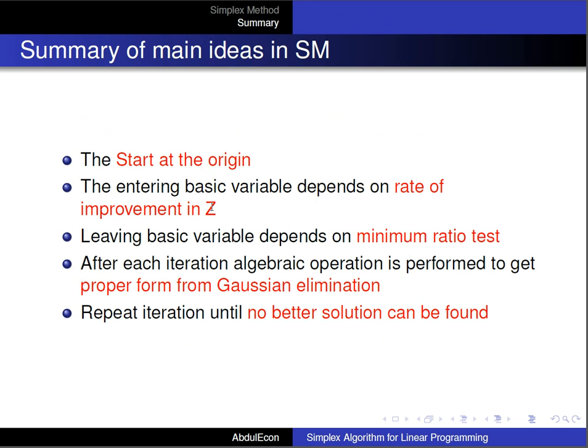So in short, we start at the origin, and then the entering basic variable depends on the rate of improvement in Z. We choose the one with the highest rate of improvement. The leaving basic variable depends on the minimum ratio test. After each iteration, algebraic operations are performed to get the proper form from Gaussian elimination. And last but not least, we repeat the iteration until no better solution can be found, in which case we declare we have reached an optimal solution.